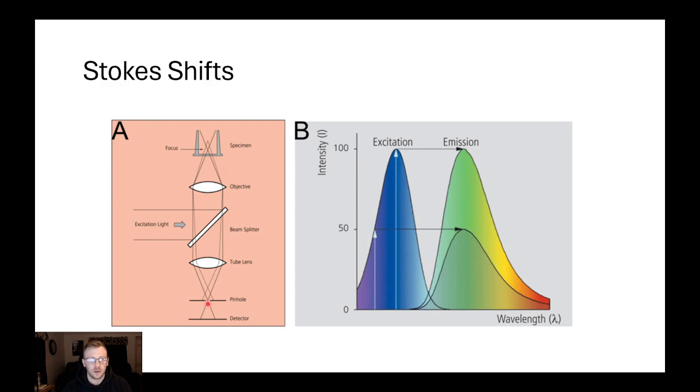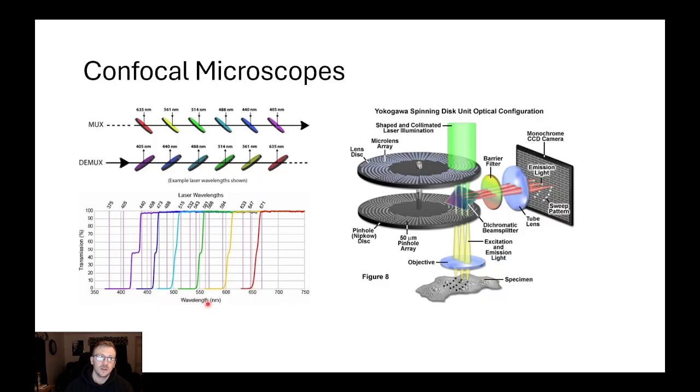pinholes. And the purpose of these pinholes is to get rid of out of focus light. So going back over here, we're using it in conjunction with a wavelength. So we have our dichroics and everything, which is being shown here. We have these microarrays on a spinning disk.